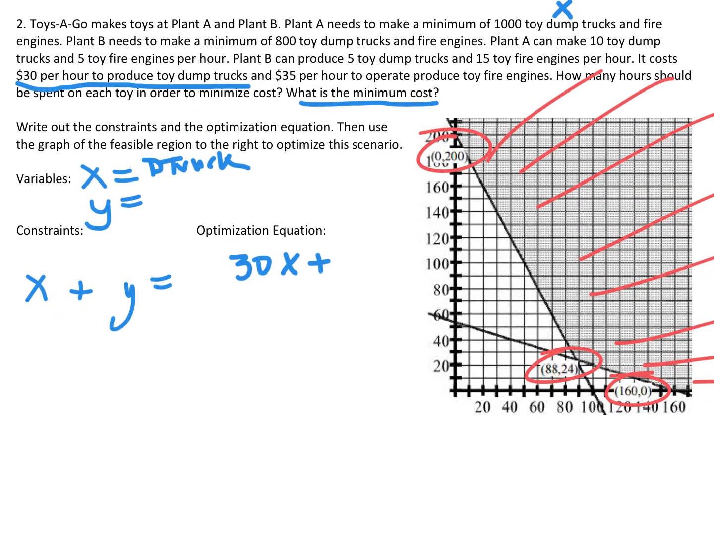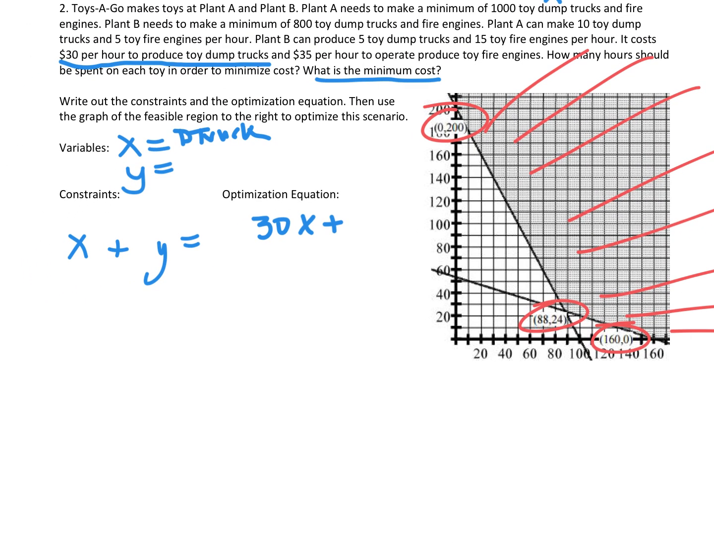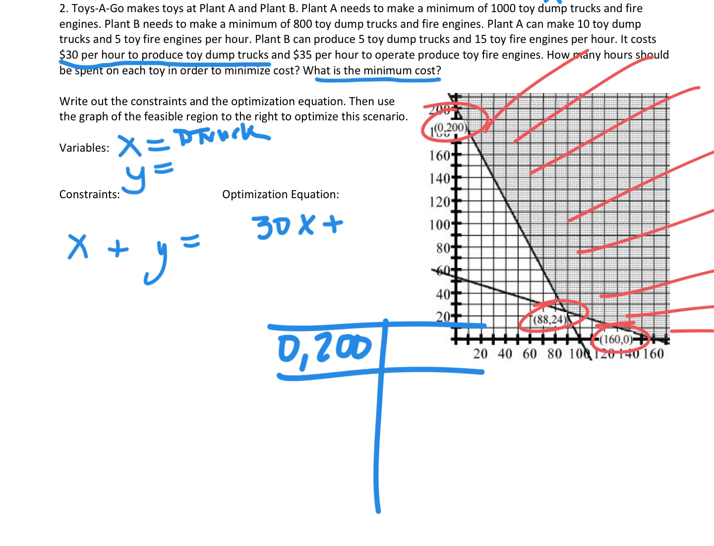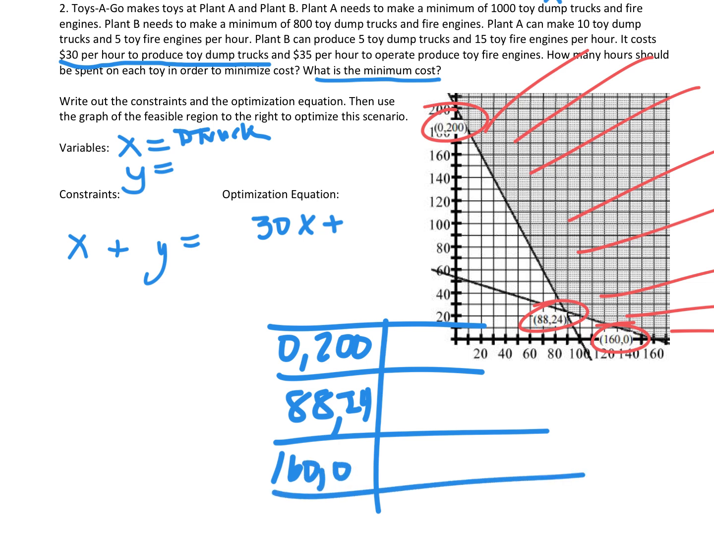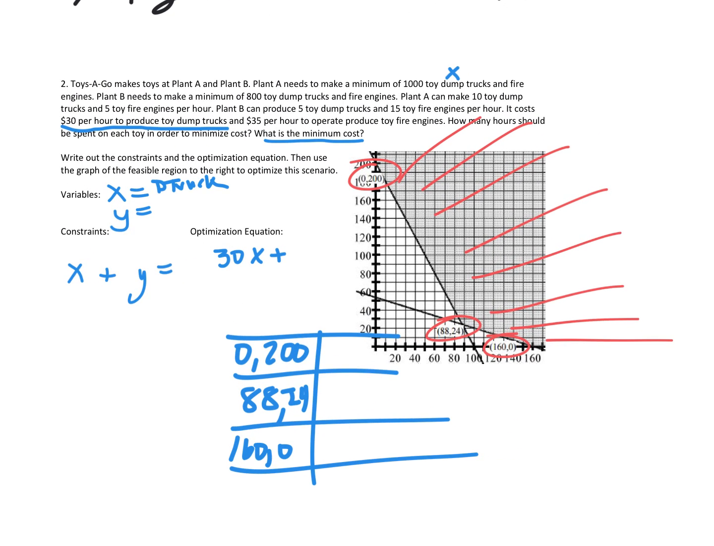All right, I've gotten you started. Don't forget at the end here, you're going to have to pick between 0, 200. See how much money that makes you, or costs you. 88, 24. See how much money that costs you. And 160, 0. And you see how much that costs you. And you want to minimize costs. All right, I'm giving you the setup for number 2. It's not done, but you got to do something. And then number 4, I want you to just do it yourself.